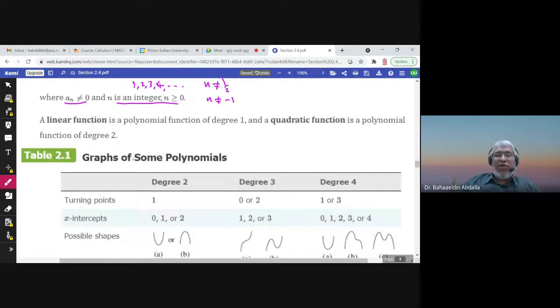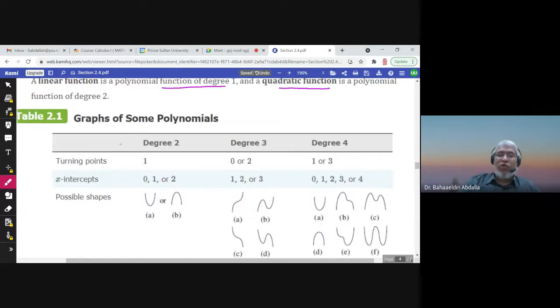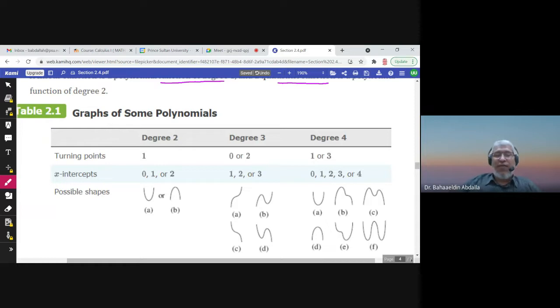Now, the linear function is a polynomial of degree 1, okay? And the quadratic function, which we studied also, is a polynomial function of degree 2. If a is positive, degree 2, we know that the graph of a degree 2 polynomial is a parabola. If a is positive, the parabola opens upwards, and if a is negative, the parabola opens downwards.